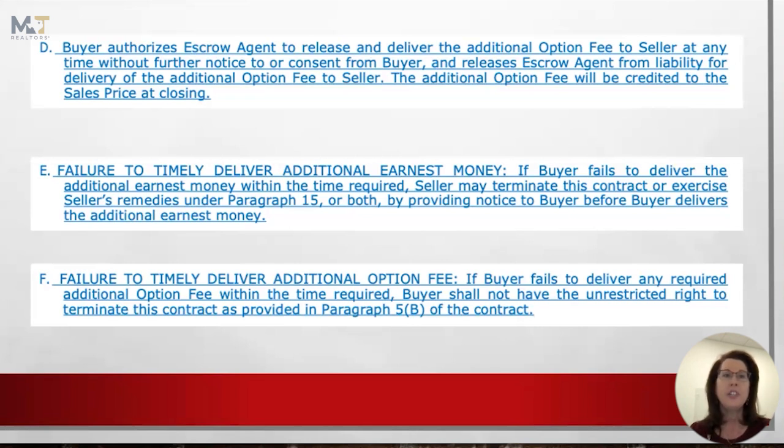F talks about the failure to timely deliver the option fee. Again, failing to deliver earnest money, failing to deliver option fee could allow the seller to terminate and go to a different buyer. So let's read what F states. Failure to timely deliver additional option fee. If buyer fails to deliver any required additional option fee within the time required, buyer shall not have the unrestricted right to terminate this contract as provided in paragraph 5B of the contract.